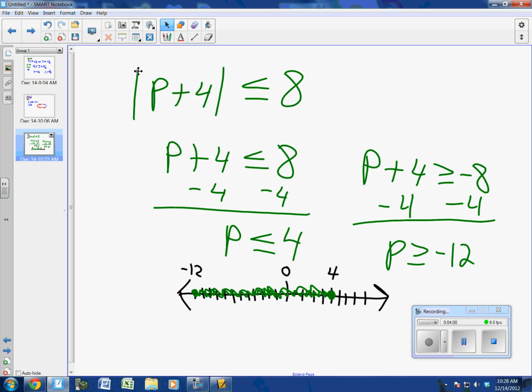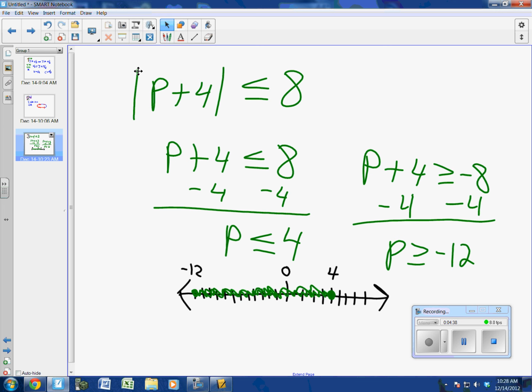Okay, look, if we put in 4 right here, what's 4 plus 4, you guys? 8. The absolute value of 8 is 8. Is 8 less than or equal to 8? Yeah, okay. How about negative 12? Negative 12 plus 4 is negative 8. The absolute value of negative 8 is positive 8. And 8 is less than or equal to 8. Choose a number in between. What's a good number between negative 12 and 4 to choose? 0. 0 plus 4 is 4. What's the absolute value of 4? Is 4 less than or equal to 8? Yeah, so it means all the numbers in between right there.